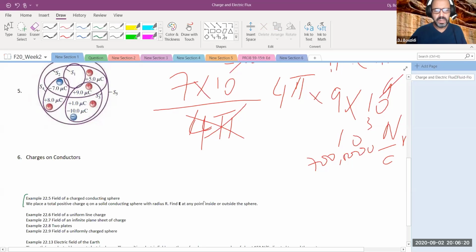And in here, example 22.5, it says we place a total positive charge on a solid conducting sphere with a radius r.